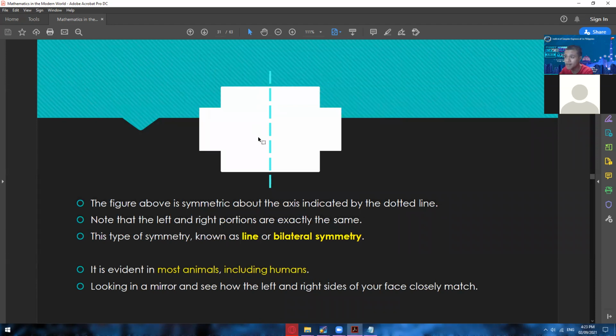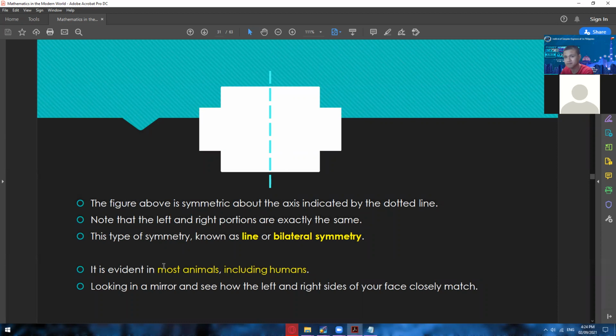So if they are not the same, that only means that you weren't able to cut this one in the middle. And that only means that it's not symmetrical anymore. So this type of symmetry is known as line or bilateral symmetry. Okay, so it is evident in most animals. So if you cut animals into two, it's symmetrical.